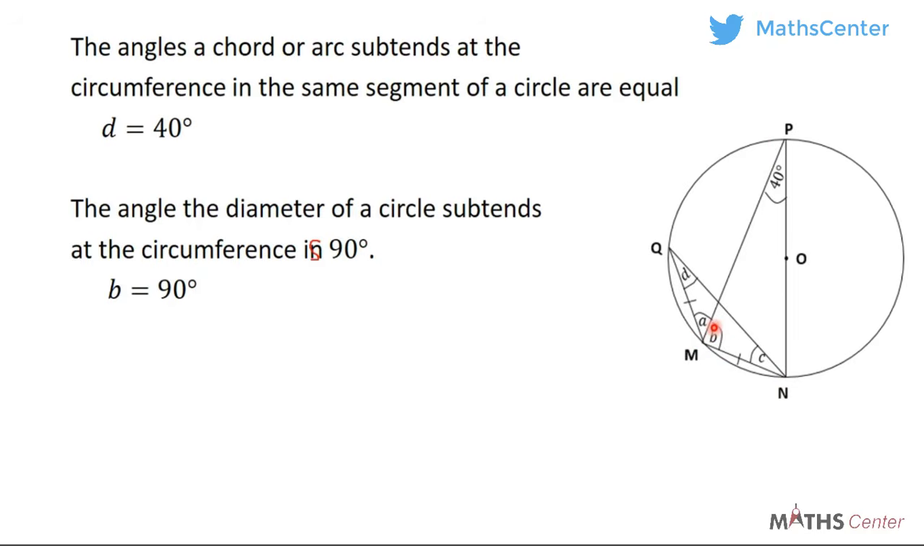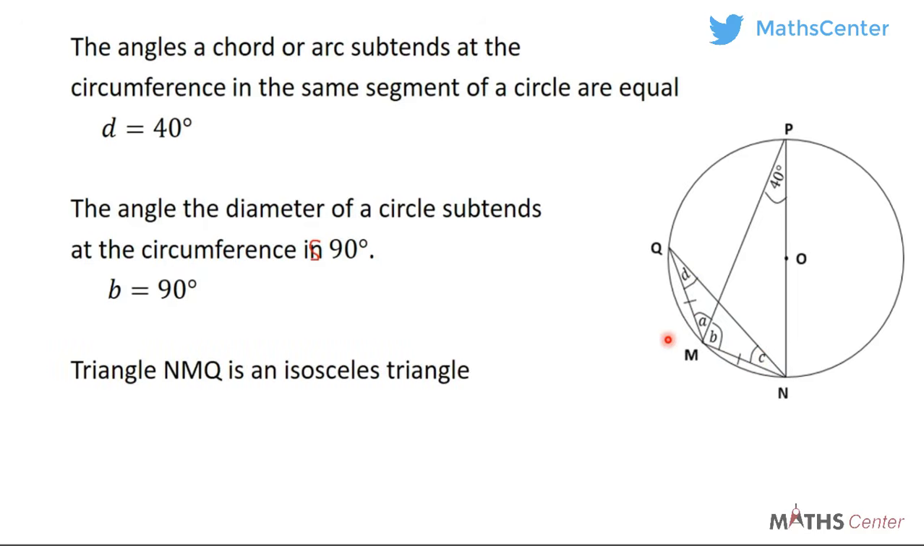Sorry, the angle formed there is B. We know that the angle a diameter creates at the circumference is 90 degrees. So it means that B is also 90 degrees. So we have found D, we have found B. Let's look for a way to find C and A.